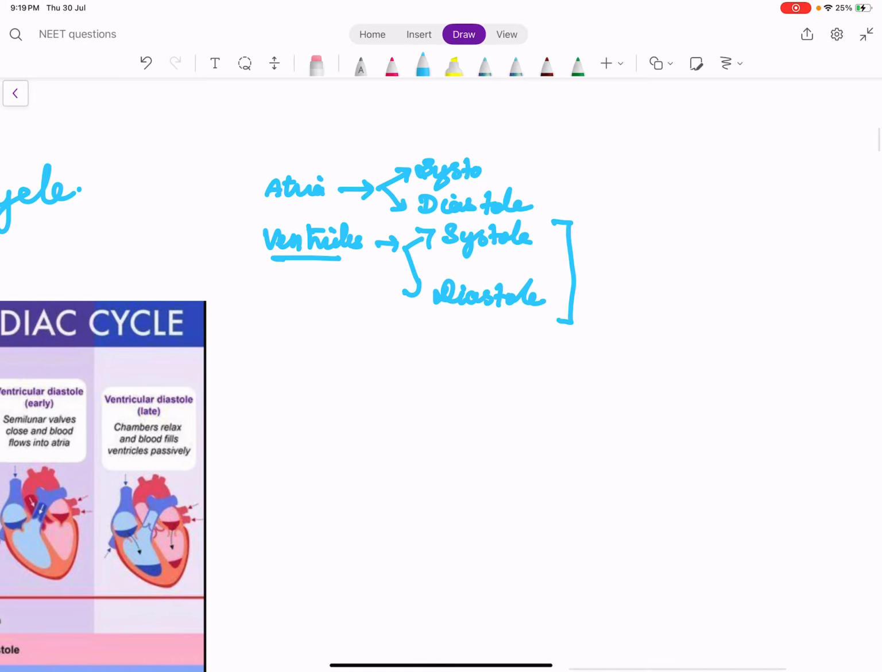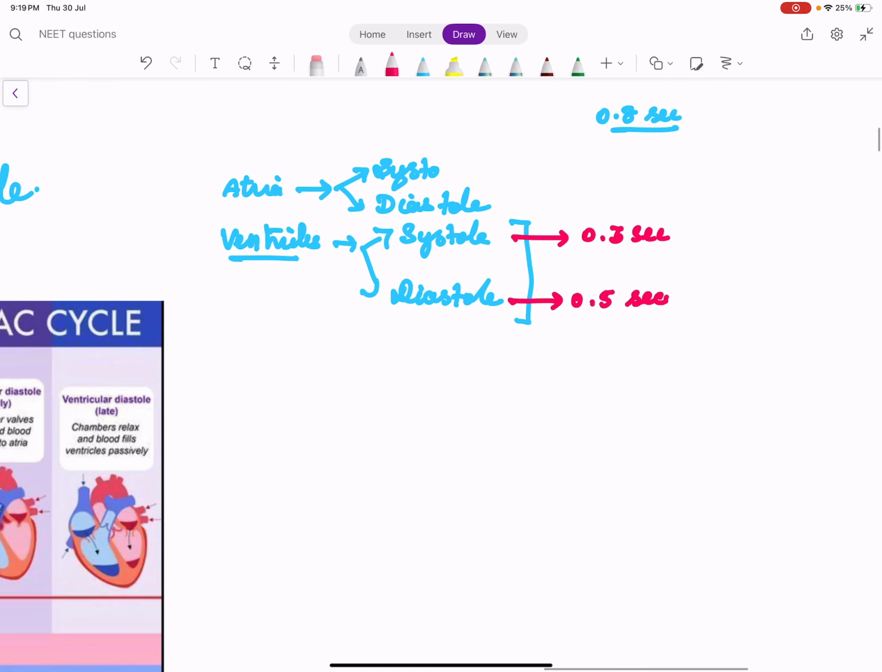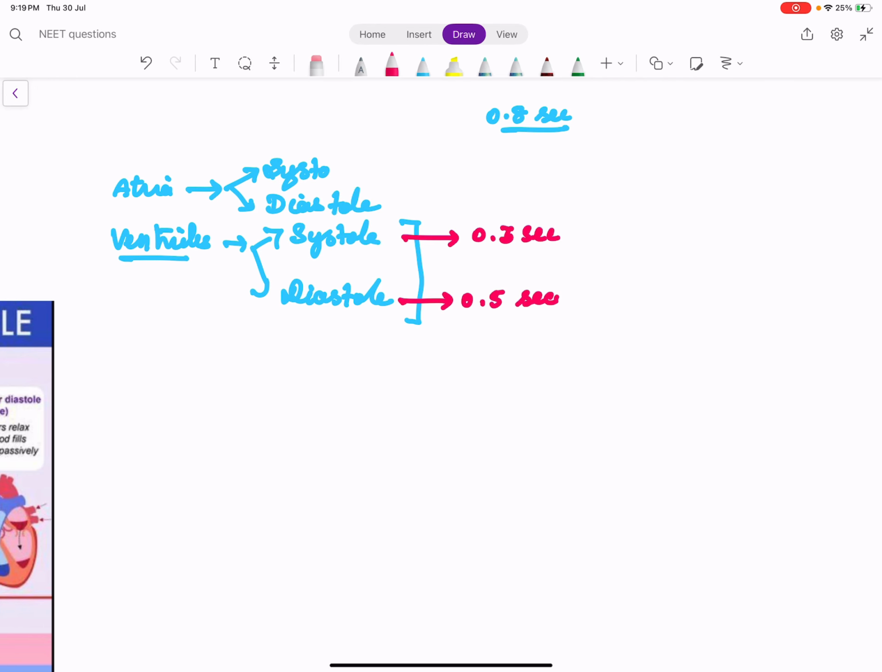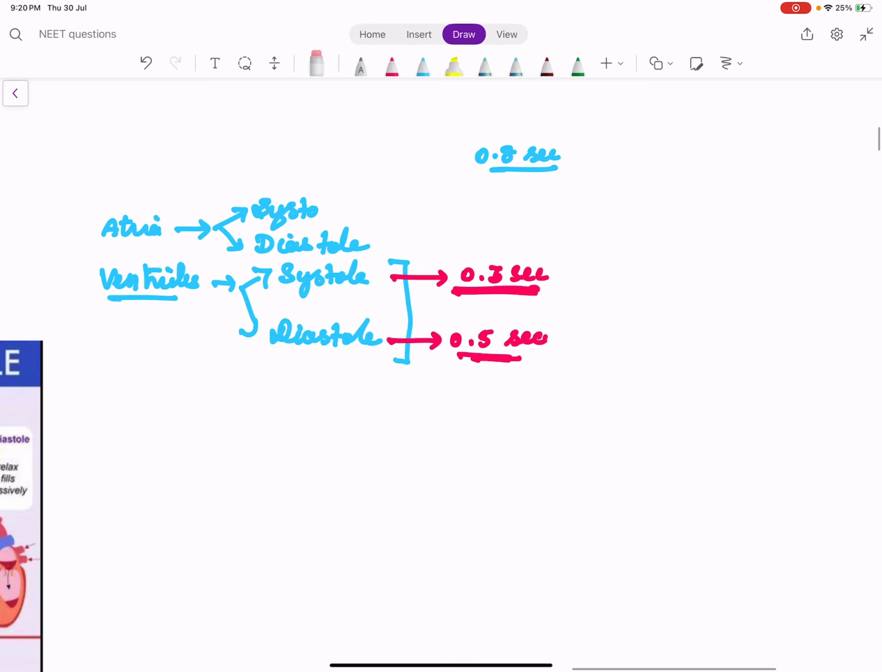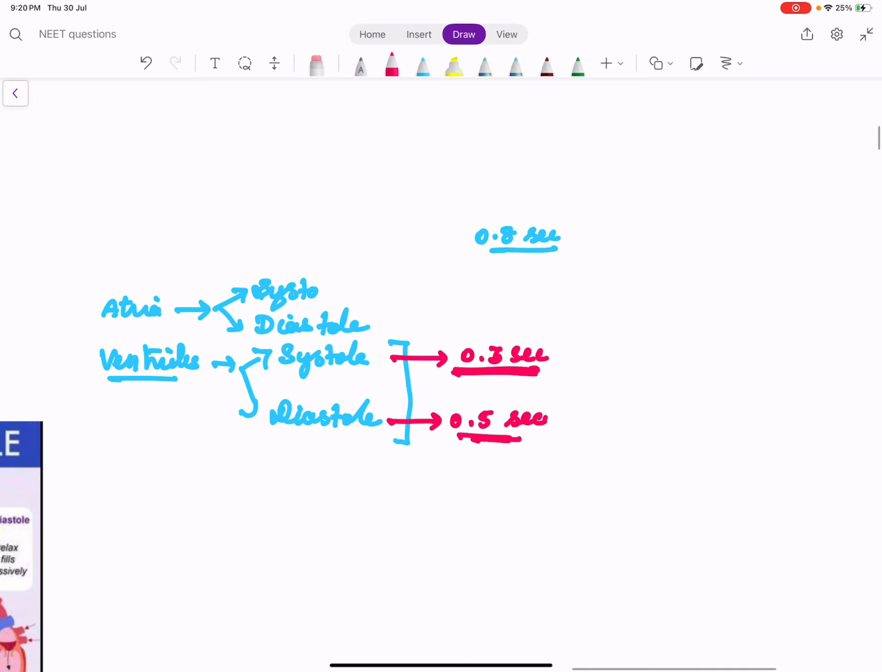The entire duration of the cardiac cycle is only 0.8 seconds. In that, the ventricular systole is 0.3 seconds. That is, the ventricle contracts for only 0.3 seconds and relaxes for 0.5 seconds. Usually people say that the laziest organ in the body is the heart, because more than 50% of the time the heart relaxes. And please remember, relaxation, that is diastole, also needs ATP, so diastole is also an active process. But colloquially it is said the heart relaxes most of the time. So 0.3 seconds for ventricular systole, 0.5 seconds for ventricular diastole.